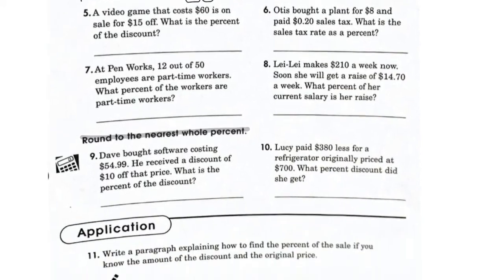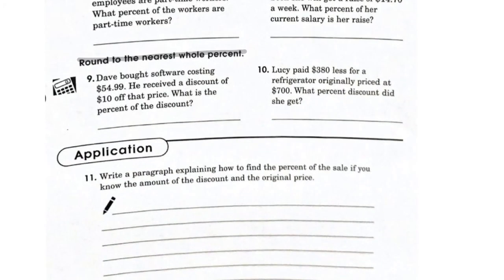When you get down to the application, it says write a paragraph explaining how to find the percent of the sale if you know the amount of discount and the original price. So you need to put into words what you were just doing up here. Remember, you take the smaller number divided by the larger number, get a decimal, change it to a percent. Take the sale price, the discounted price, divided by the original price, get a decimal, change it to a percent.